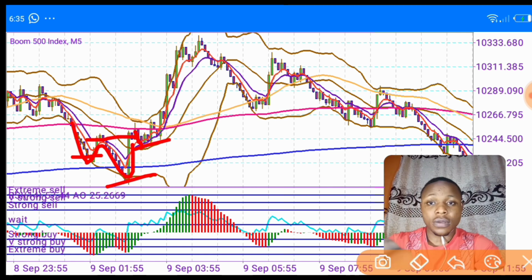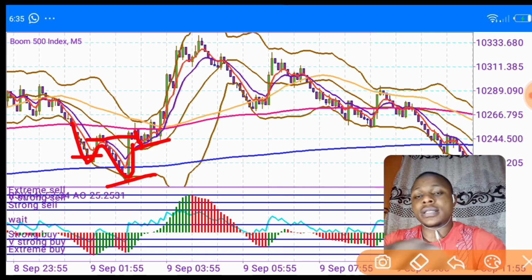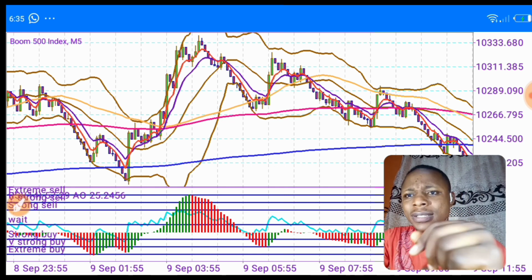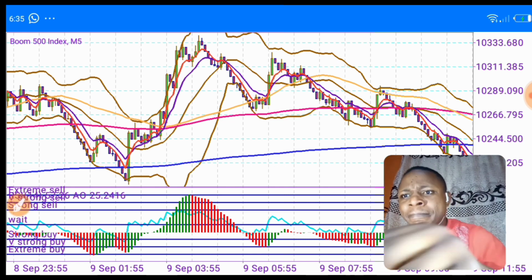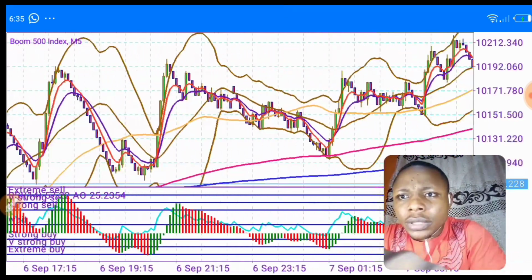And if it's on the top selling, just wait for it to pull back a little bit, then enter a sell. So those are the strategies. Now let me show you head and shoulder. Head and shoulder.